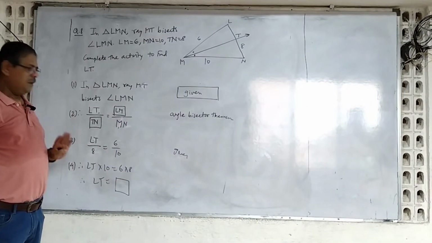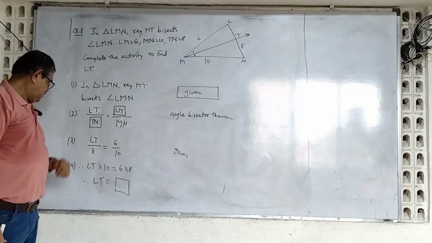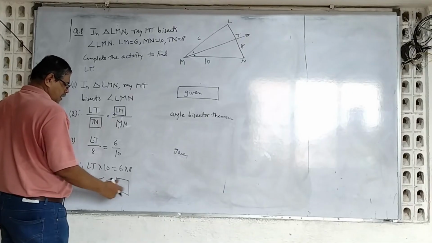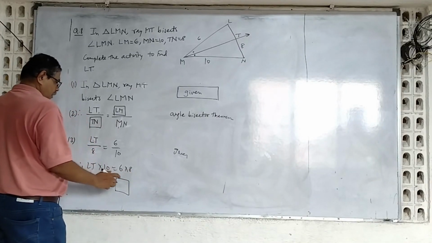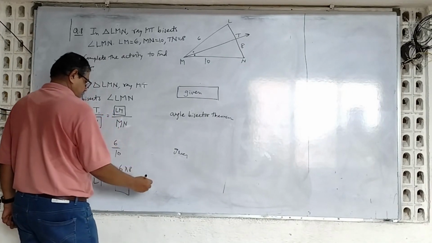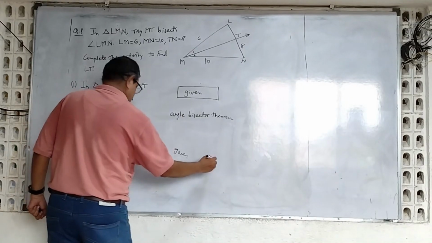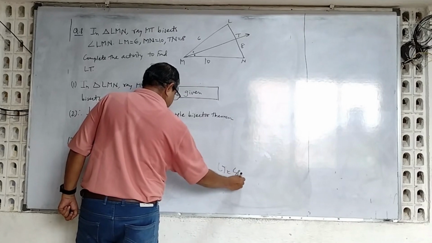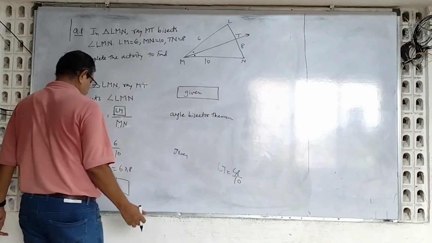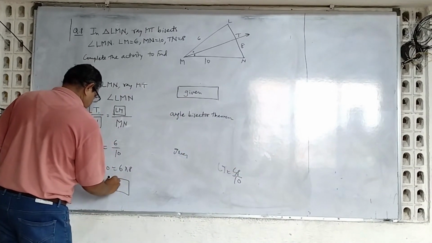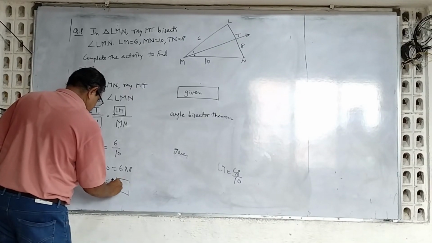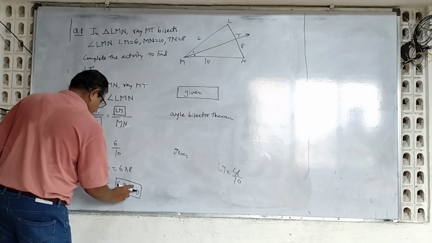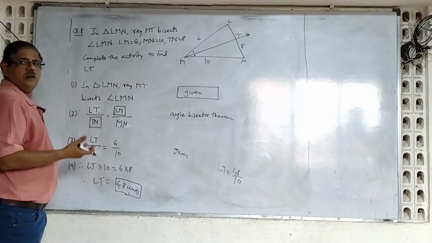It is that simple. Next, cross multiply. Now directly they ask LT is equal to box. If it does not come to me right away, I will do the rough work here outside the question. Suppose here I do LT is equal to 48 upon 10. How much is 48 upon 10? 4.8. So it is 4.8 units. Okay? So this completes your activity and you get 2 marks.